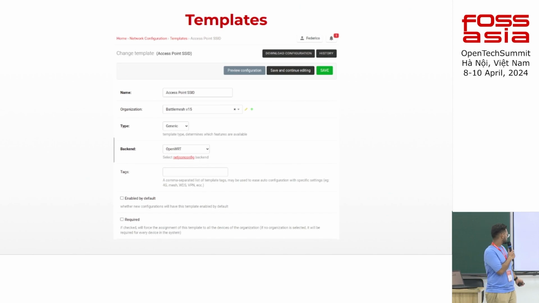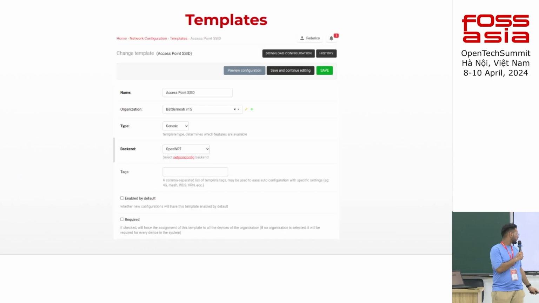So yeah, this is the example, and as I have already shared, we have a few different things: the name, the organization, the type of the template, and the backend. Right now, as I already shared, we support OpenWRT, but the project has been developed in a way that in future we can extend it and support other firmwares as well.